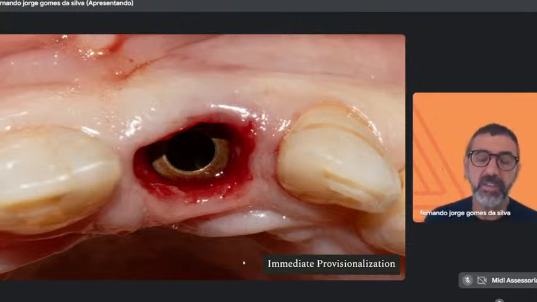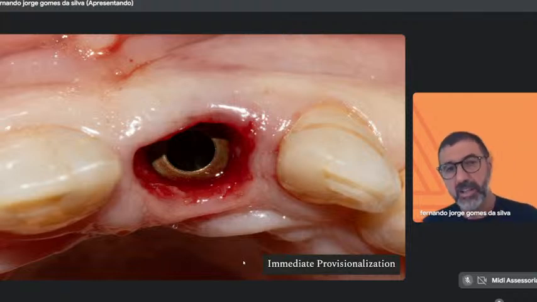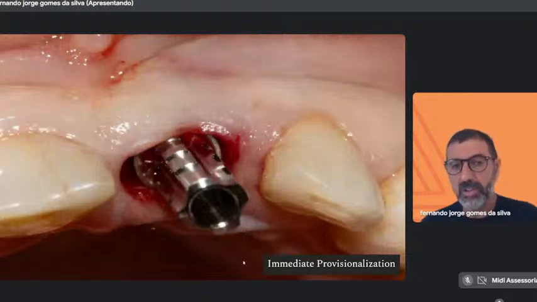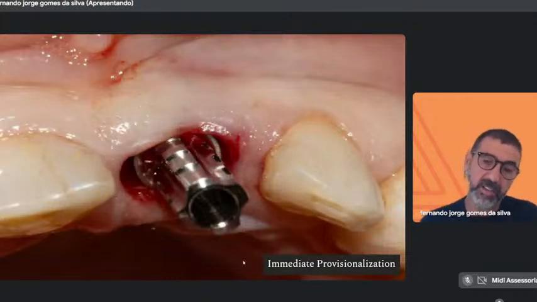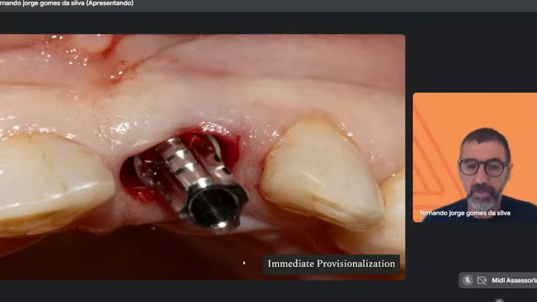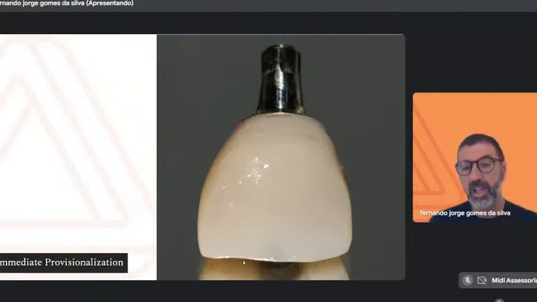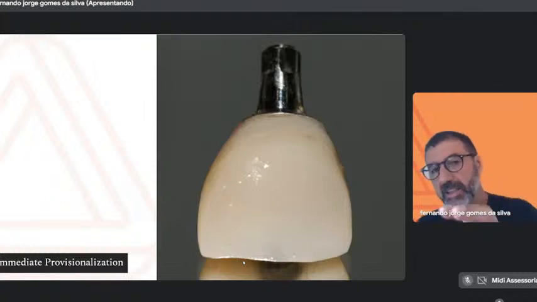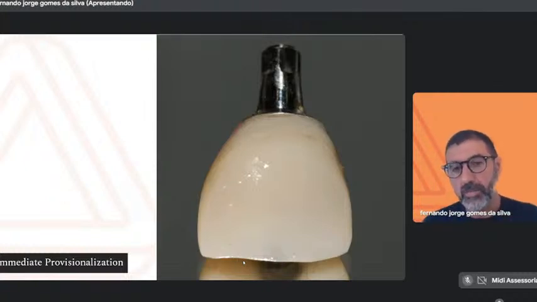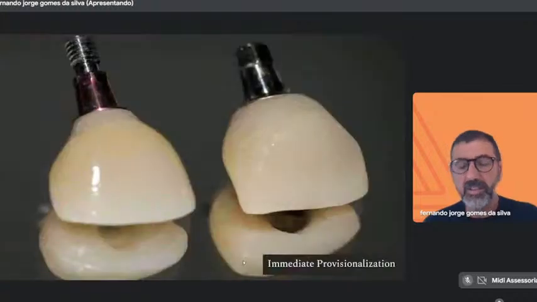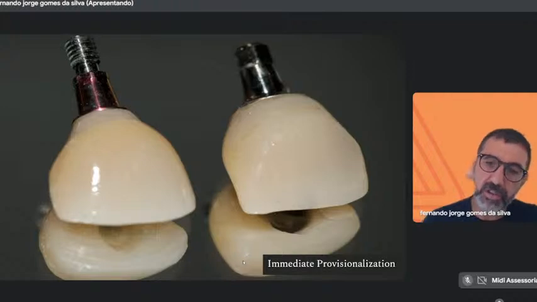In the implant placement, we see here soft tissue, organized soft tissue. This is the provisional cylinder that will support our provisional teeth. And this is the provisional teeth. This is immediate provisionalization. Here I demand the contour that I need to make the biological contour. In this photo, I have the provisional crown at right, the definitive restoration, the final restoration, at left.